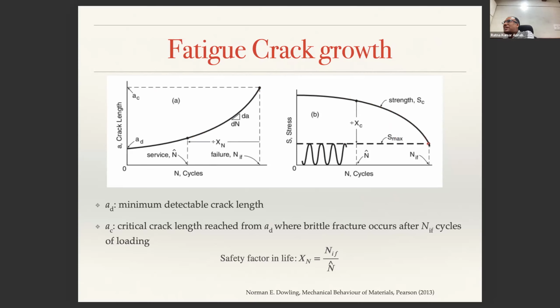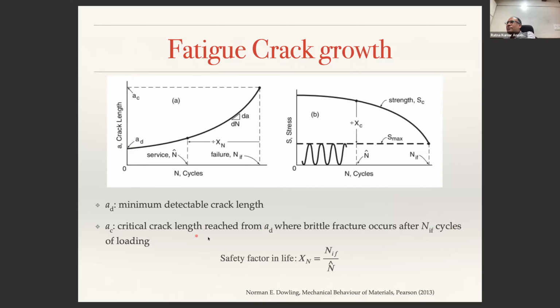And the moment you reach that, that is what we call a critical crack, right? Because your S max corresponds to the maximum stress amplitude that you are applying, and the strength cannot be less than that. If the strength of your component is less than that, then the material is going to fail. So until here, the strength is greater than that, and hence this point and the corresponding crack length is what we call the critical crack length. So a_c is the critical crack length reached from a_d, where brittle fracture occurs if N_f cycles of loading have taken place.